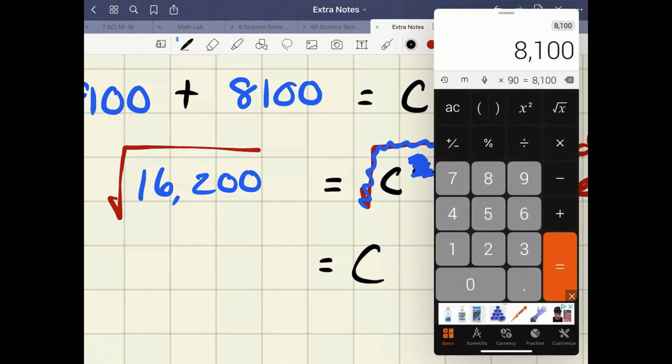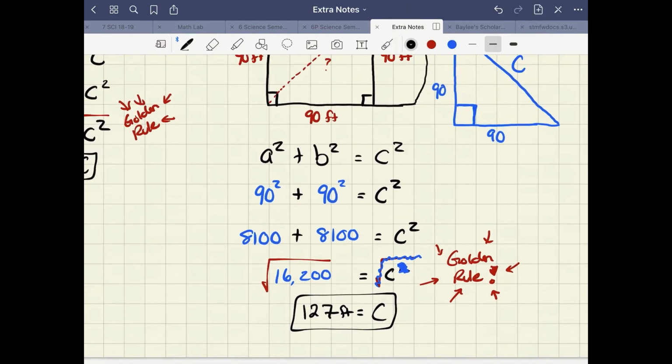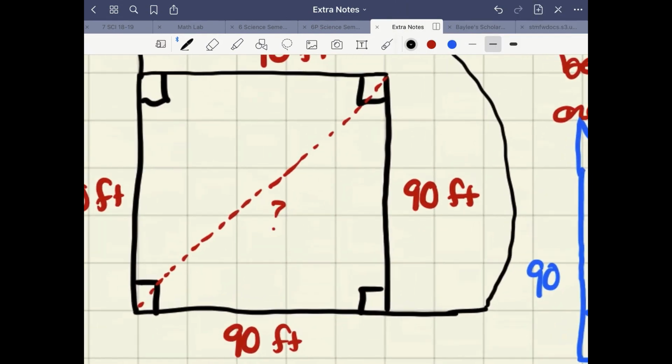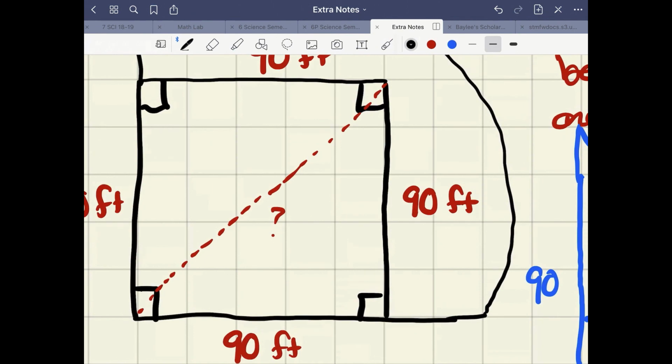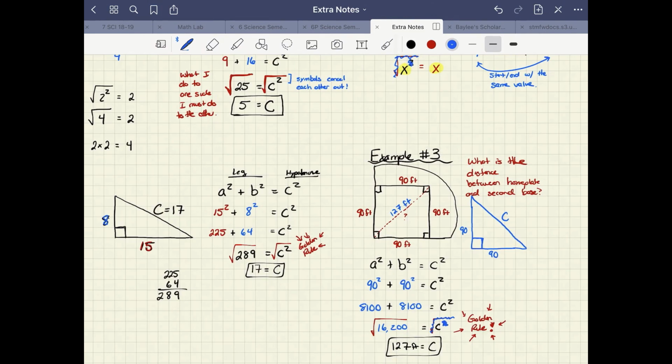Using our handy dandy calculator, 16,200, we take the square root, and we get approximately, this is where it gets tricky because this is not a whole number, we get approximately 127 feet. So the distance between home base here and second base is approximately 127 feet. That is example number 3.